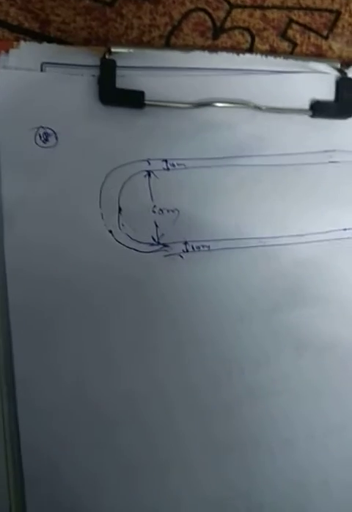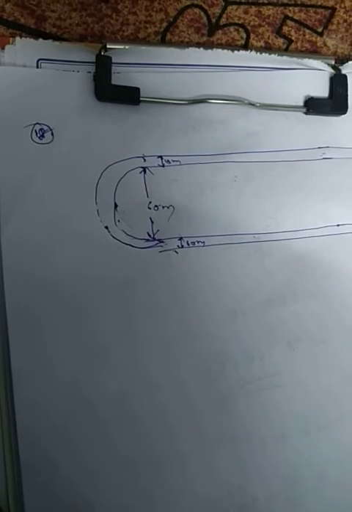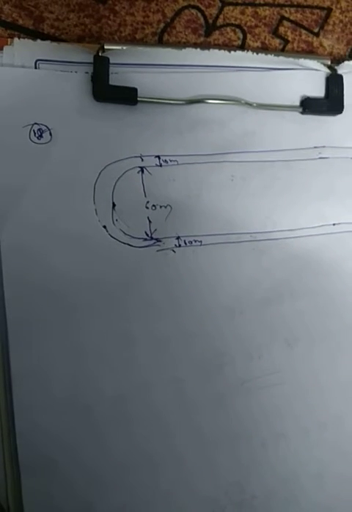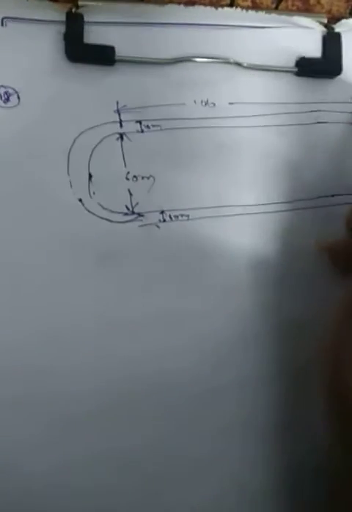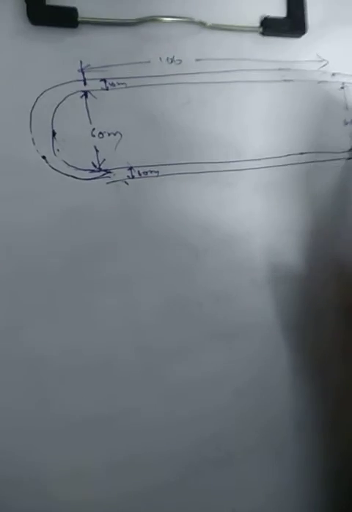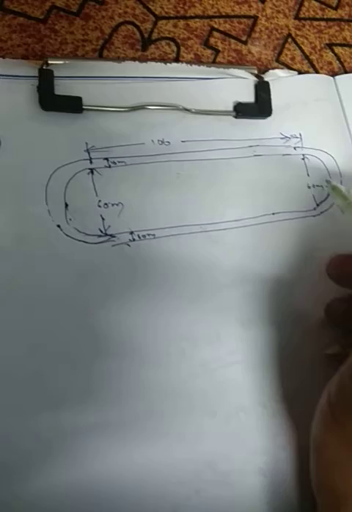And what they told, they are each 106 meters long. So the distance between these two will be 106 meters long, from here to here. And this is also going to be 60 meters. Now look here carefully. There are two semicircles on either end.